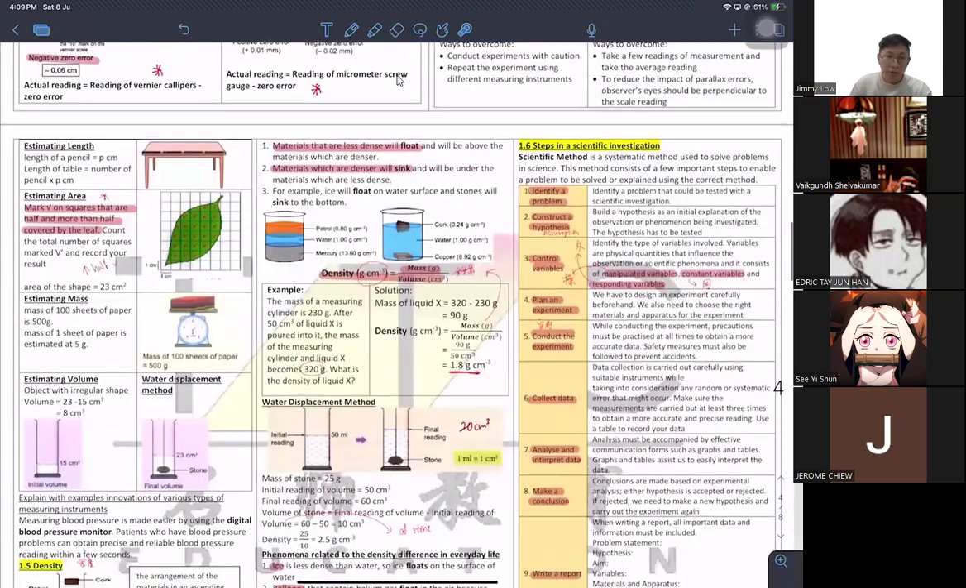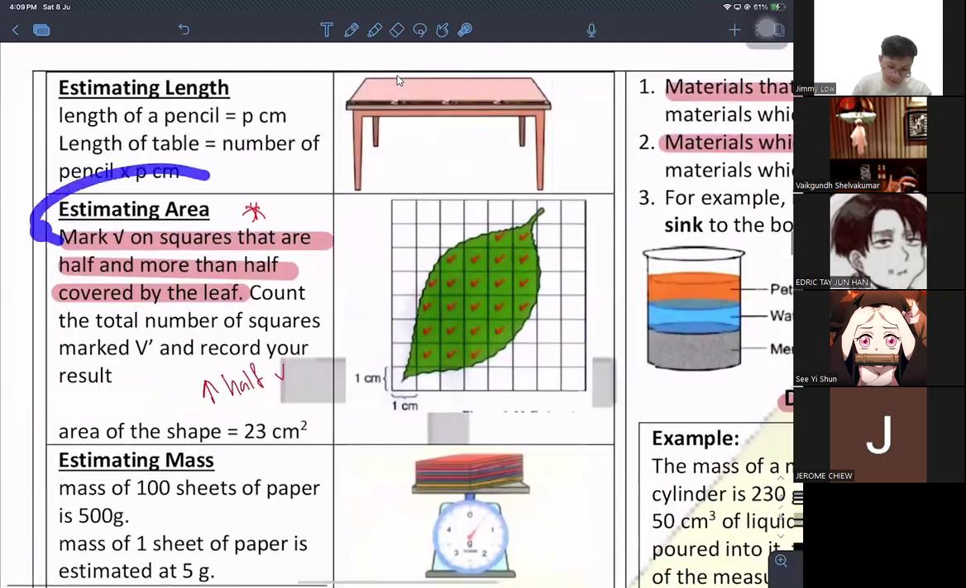So the next part here, estimating area. Please be attentive here. Estimating area, you need to tick on the boxes which cover more than half. Less than half is not considered. And you calculate how many ticks you have, you make it to cm cube.